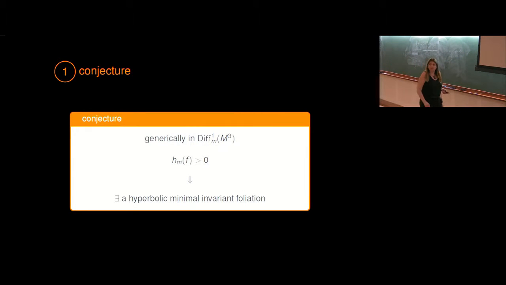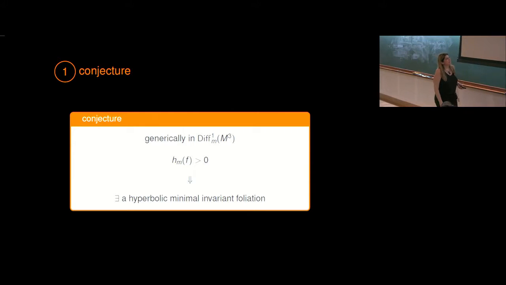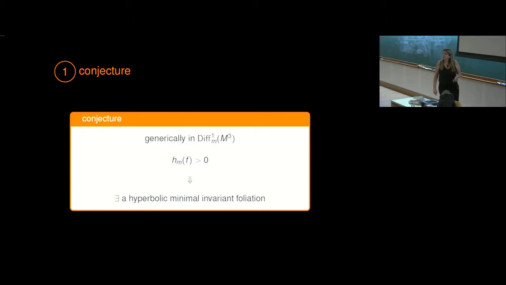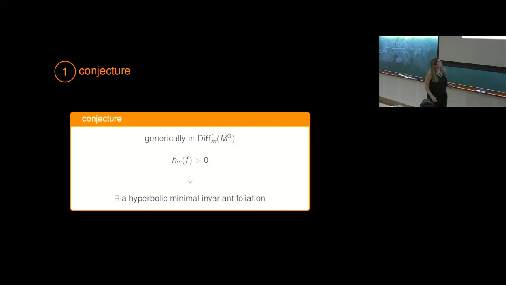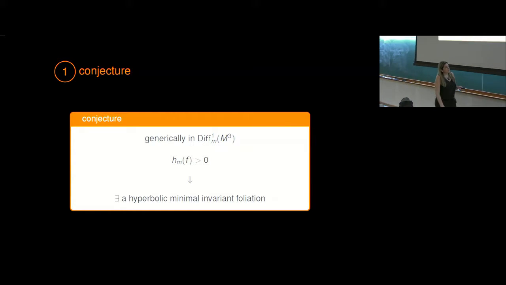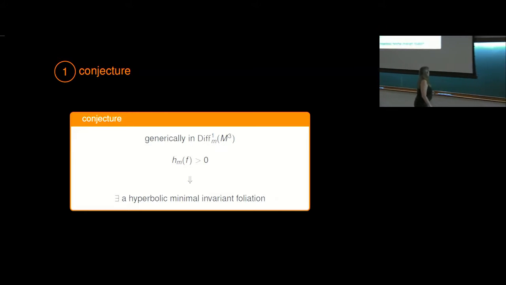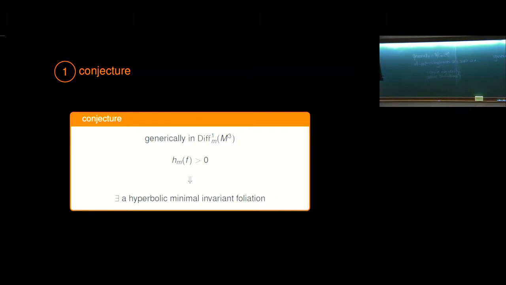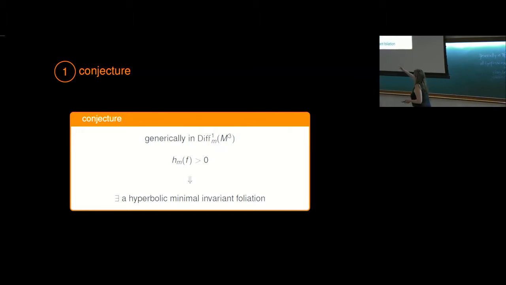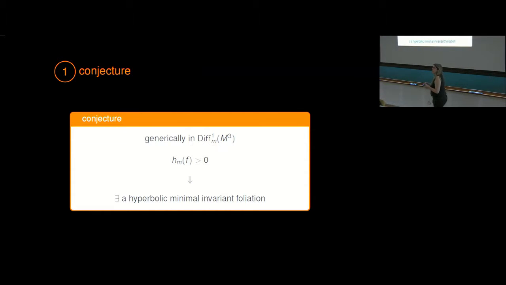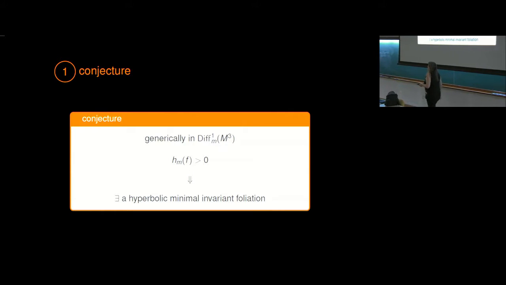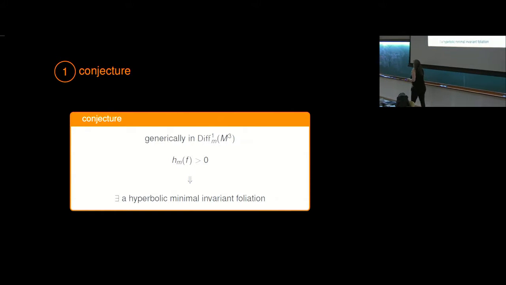So we have a conjecture behind that is far from being solved. In dimension 3, generically, either all Lyapunov exponents are 0, or there is a hyperbolic minimal invariant foliation. By hyperbolic, I mean either expanding or contracting, okay? This is not known. It's far from being known yet.